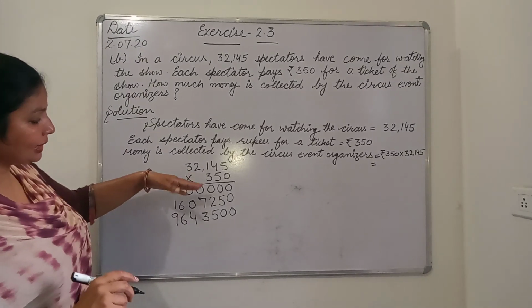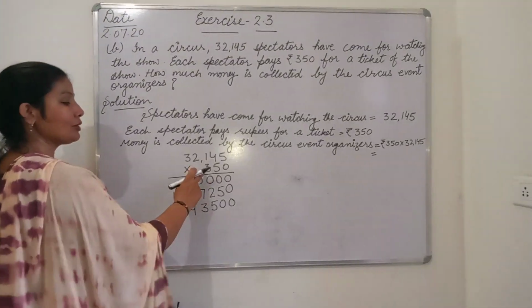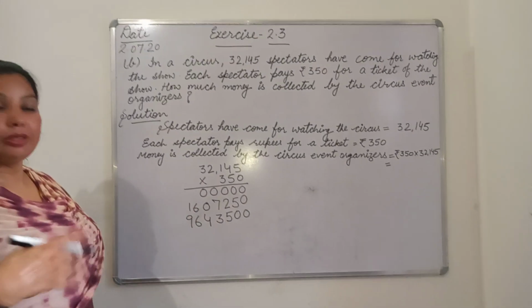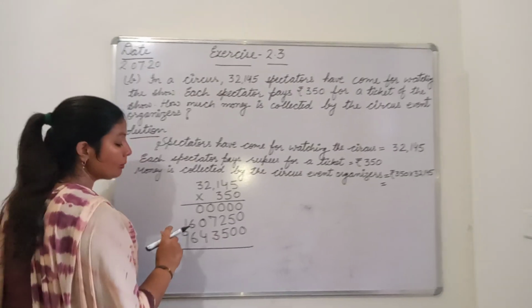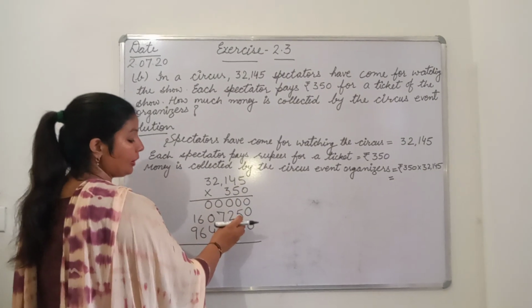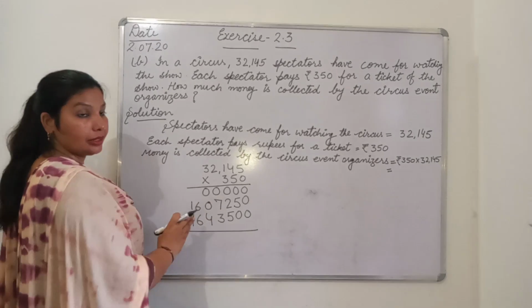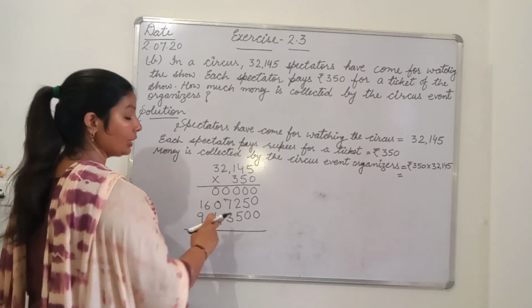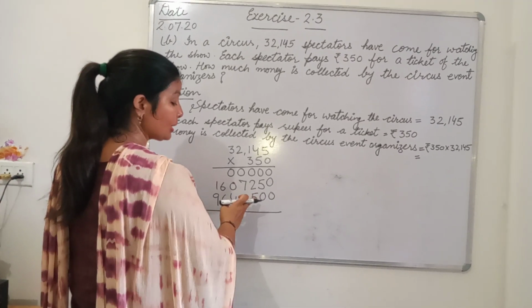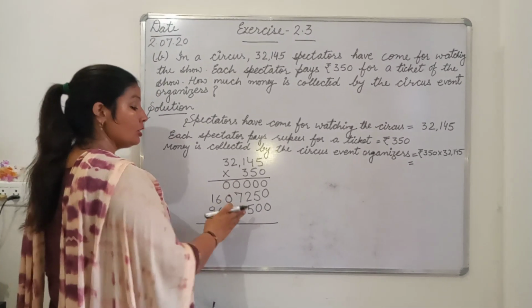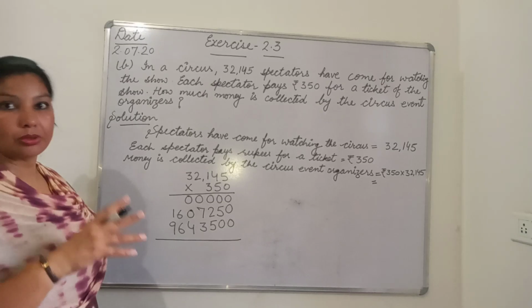We have done the multiplication by 0, by 5 and by 3. So now we will do addition. Take care that the digits are written up and down. You should not move them here and there. Write them properly up and down, then your answer will come correct. If you miss one column in between, our answer will come wrong.